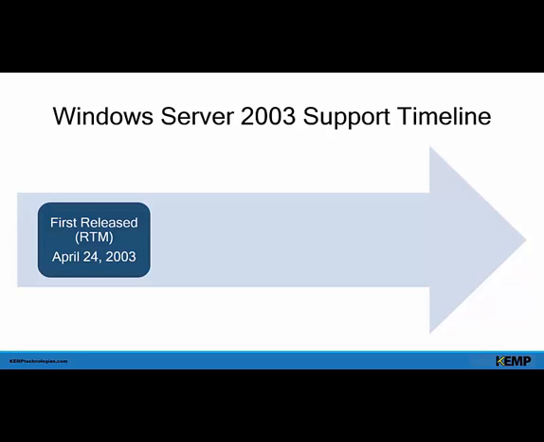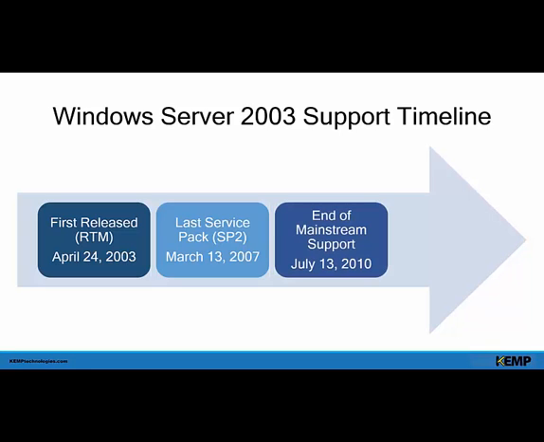So Windows Server 2003 was, of course, first released to manufacturing in April of 2003. Fundamentally, that makes it a 12-plus-year-old operating system. Running technology for 10 to 12 years obviously comes with its own unique set of challenges, and we'll certainly talk about those as we work through the session today. The last service pack for Windows Server 2003 was introduced in March of 2007, so the last major update to the operating system is now more than 5 years old.